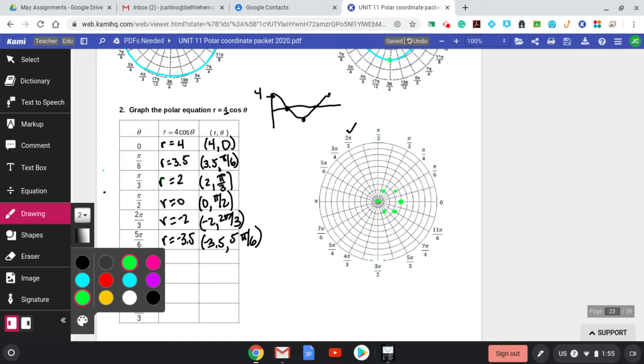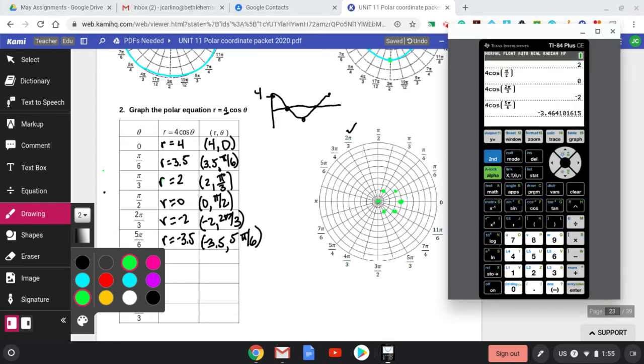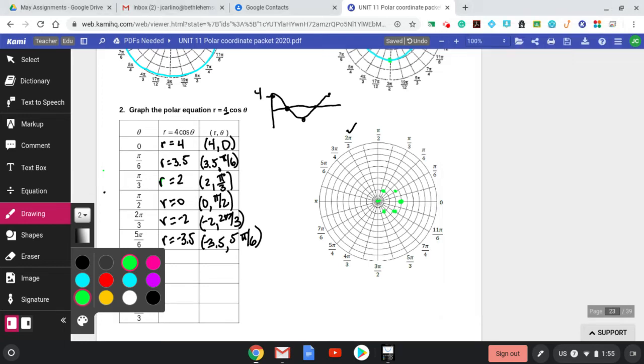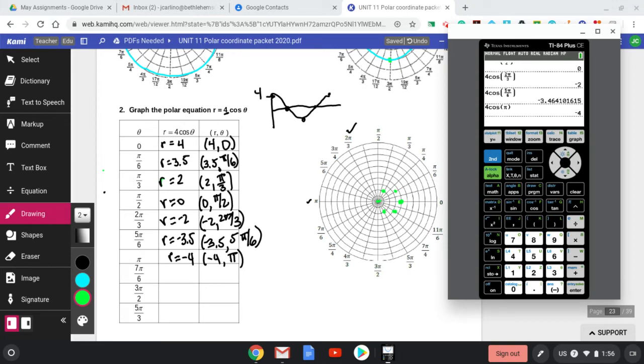What's up next? Pi. So 4 cosine of pi, negative 4. So r equals negative 4. So I'm at negative 4 comma pi, and here we go. Now we're going to start noticing something. I'm at pi right now, but since the r value is negative, I go on the opposite side, and look where I am. Right here, I've graphed that point already. So now we're starting to get a little repetition here. Let's see what happens as we continue. 4 cosine 7 pi over 6.